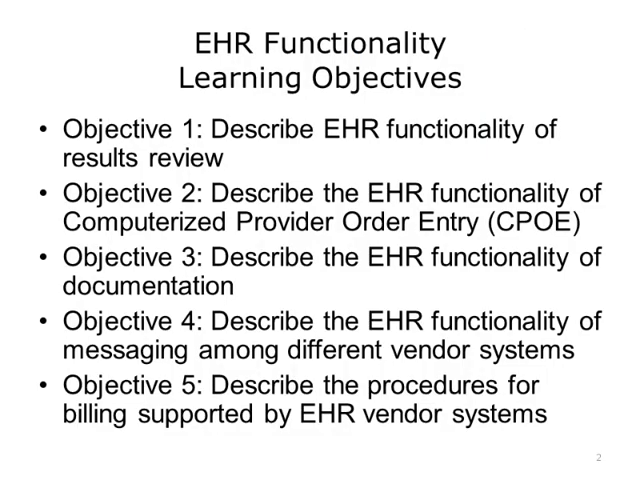The learning objectives for the Electronic Health Record functionality unit are: Number 1, to describe 5 EHR functionalities. These are results review, computerized provider order entry, or CPOE, documentation, messaging among different vendor systems, and billing supported by EHR vendor systems.